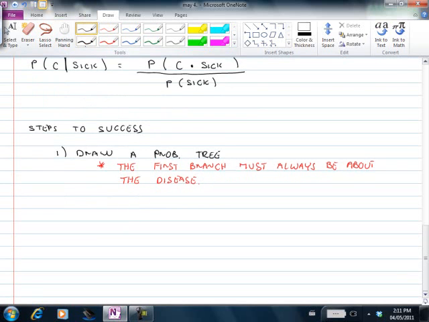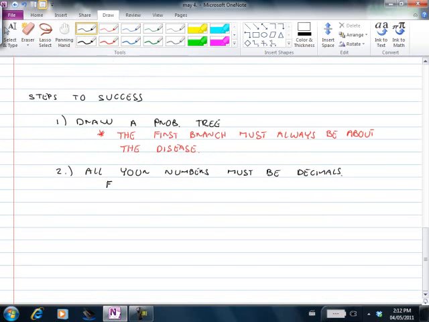Step 2: all your numbers must be decimals. That's the next thing you've got to be careful about. Fractions will not work. Fractions do not work. I'm going to guide you through this.